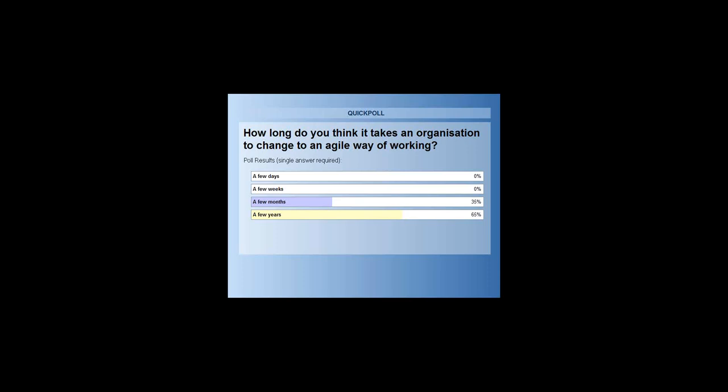Now, as you can see there, the really good news, and I'm really pleased with the answer here, is nobody thinks it's going to take a few weeks or a few days. I can assure you quite a few people, when we did the webinar this time last year, thought it took weeks. And the majority, I'm pleased to say, realised this is quite a long journey.